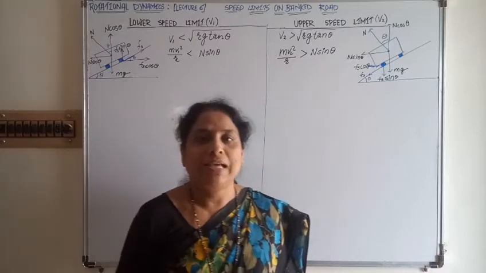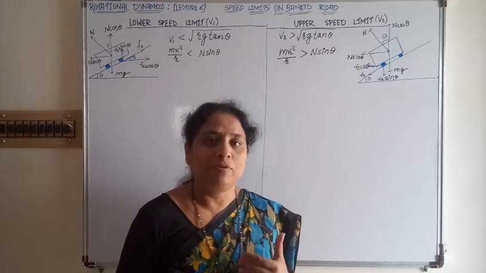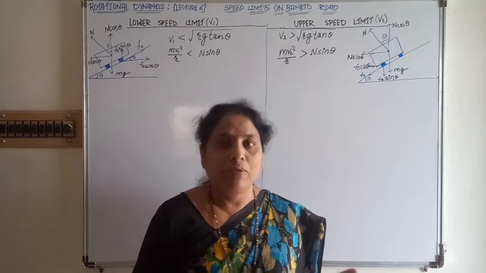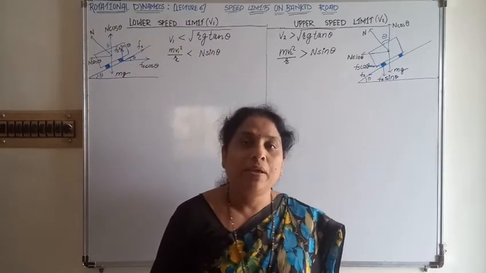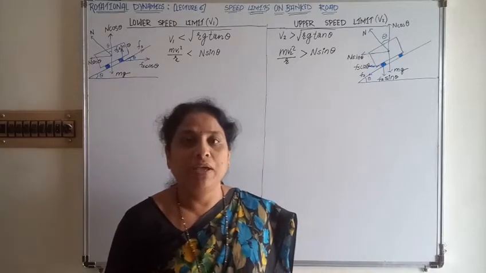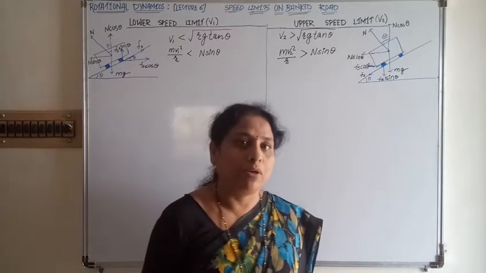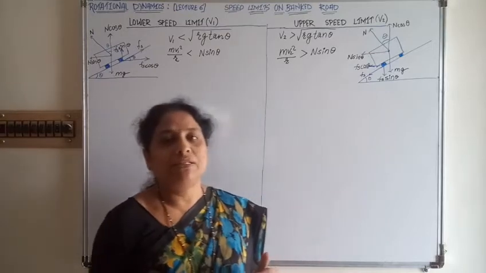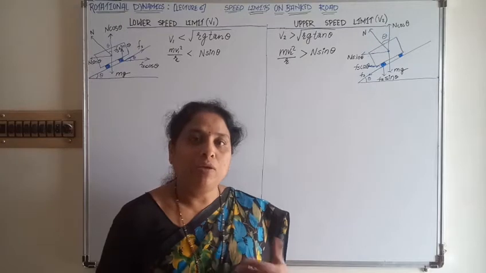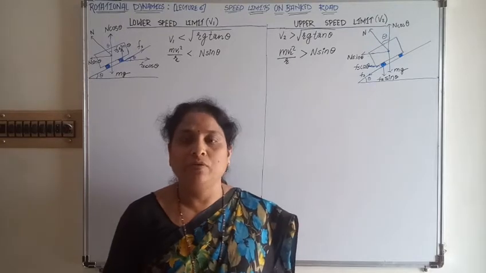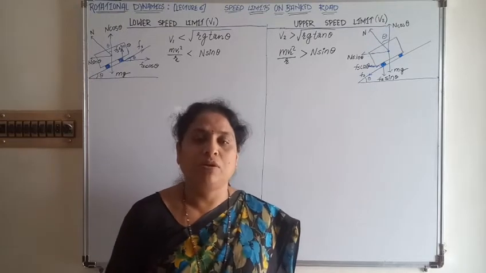As in the last lecture, I have explained about the banking of road. What is meant by banking of road? And there we found the expression for safe speed for a vehicle when it moves along a bank road. According to your new syllabus, it is given in the book on page number 6, and you will find that there are three diagrams given for the same case, that is for the bank road.